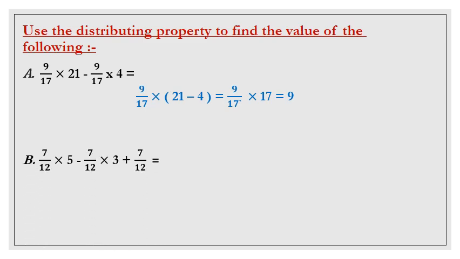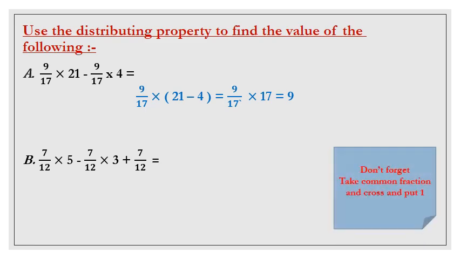Then 9 over 17 by 17 equals 9. Number 2, 7 over 12 by 5 minus 7 over 12 by 3 plus 7 over 12. Remember it. Don't forget the common fraction and put 1 in the number that has no multiplier. Okay? Common fraction 7 over 12.